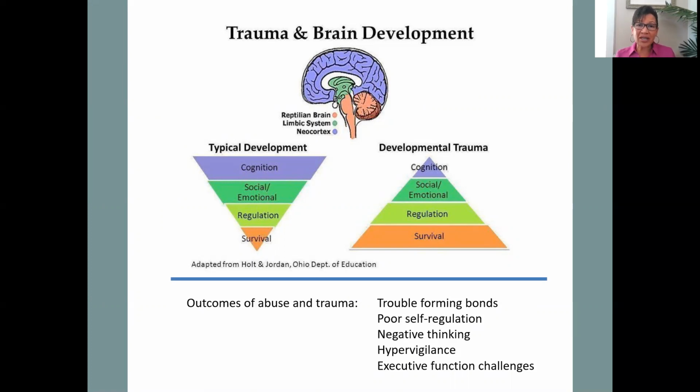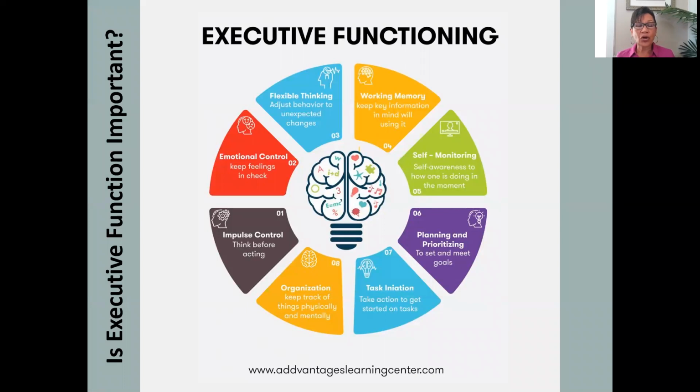So, what is executive function? Well, this is a perfect graphic to give you information on that. So I'd like you to take a moment and pause the video and look at what executive function is, and whether executive function is important for students, especially in a classroom setting. So pause the video and take your time as you read through this.